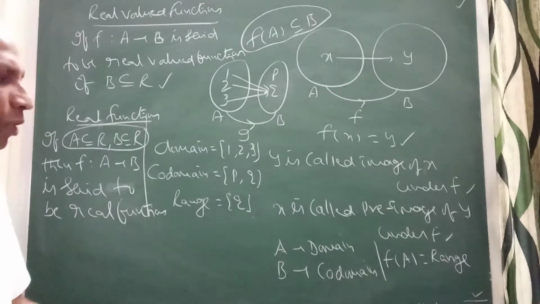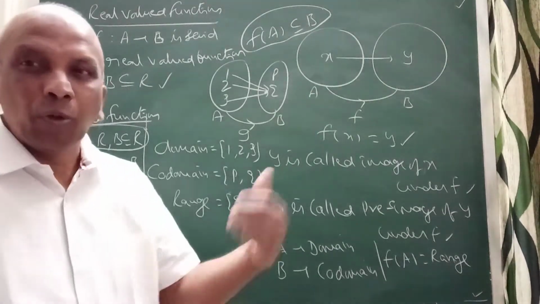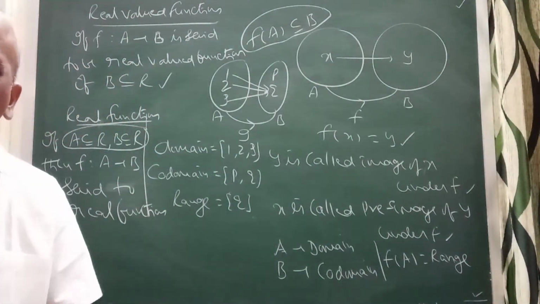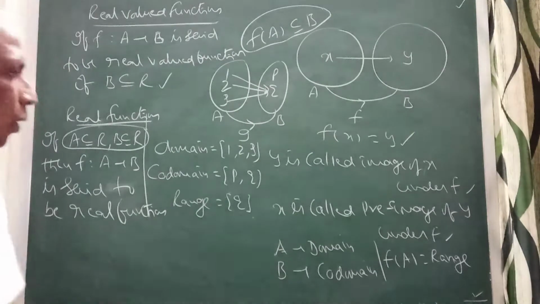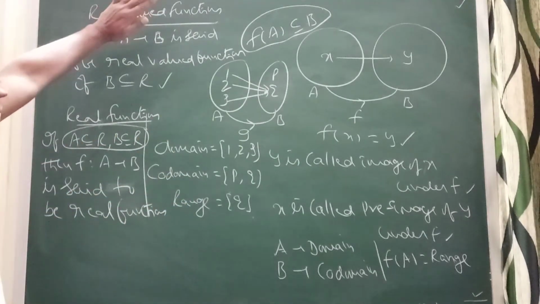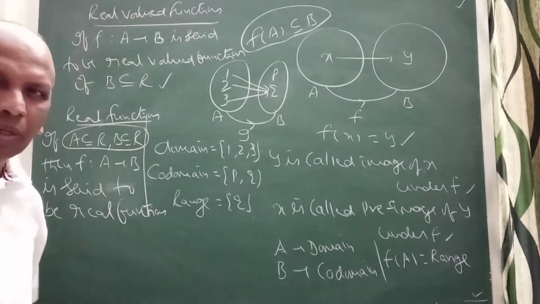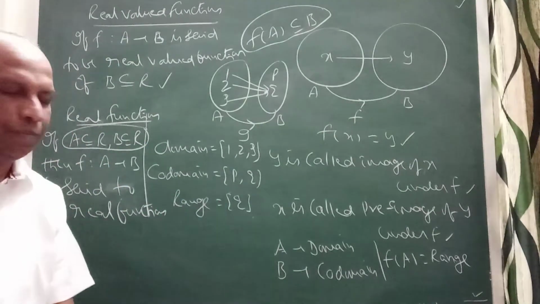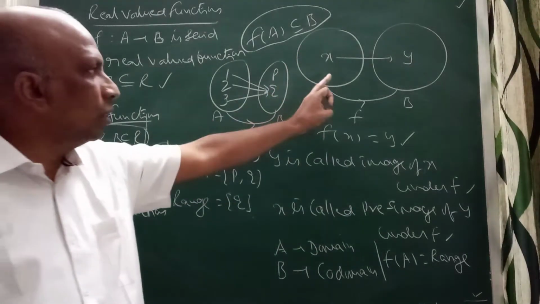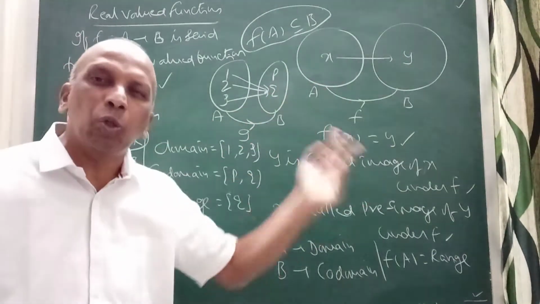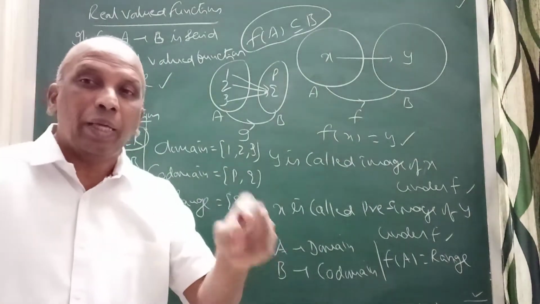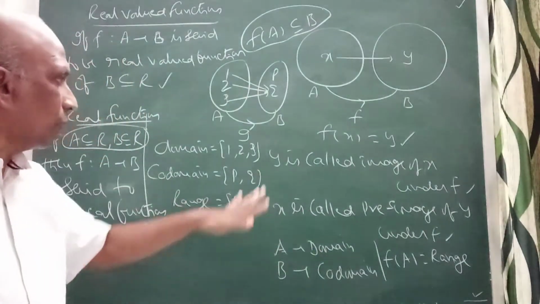Whatever you are taking, domain or codomain may be equal to R, it is always a subset of R. So here I discussed real valued function when codomain is a subset of R. If domain and codomain both are subsets of R, that is called a real function. So we learned domain. If f from A to B is a function, A is called domain, B is called codomain. The set of images is known as range. Always range is a subset of codomain.